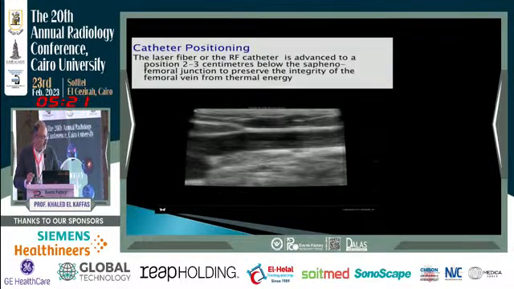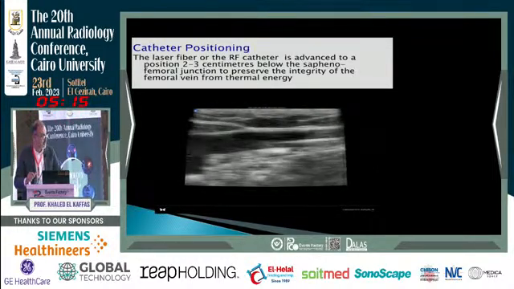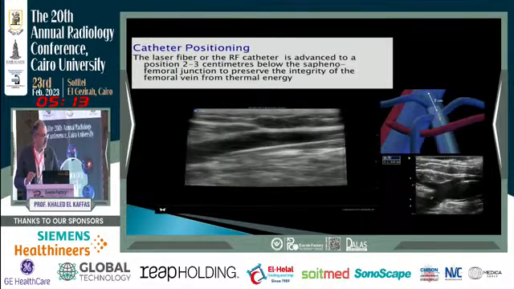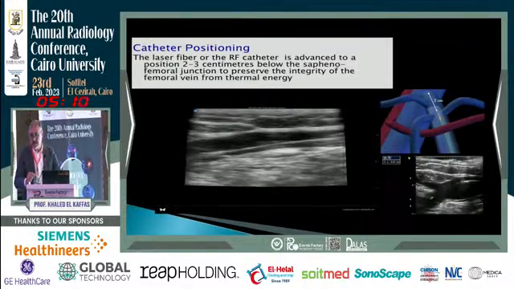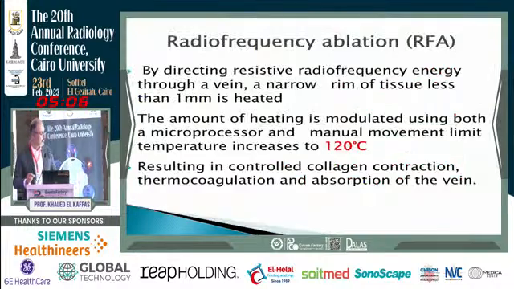Then we position the catheter. The catheter of the thermal ablation or heating must be away from the deep vein at the saphenofemoral junction by at least 2 centimeters to prevent heat injury to the common femoral vein, the deep vein, and to prevent DVT. We will talk about different modalities. First of all, the radiofrequency ablation.